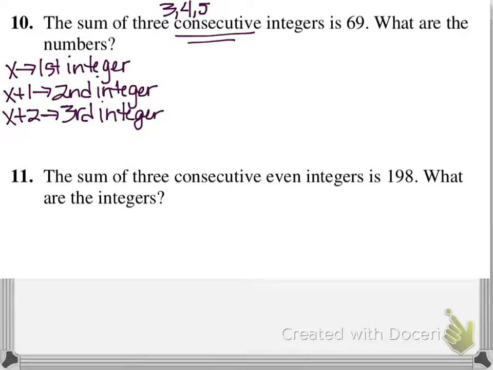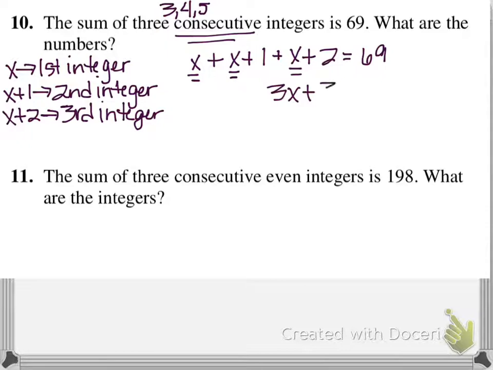Now we can write an equation. We know that the sum of the 3 integers is 69. Sum means total, so that means we're adding. So our first integer is x, our next integer would be x plus 1, and our third integer would be x plus 2. Totals 69. Now I can simplify, I can combine my like terms. I have x, x, x, so I have 3x plus 1, 2, so I have 3x plus 3 equals 69.